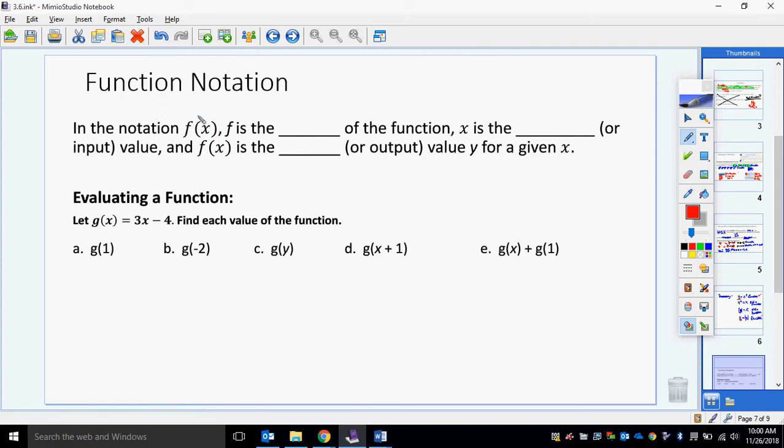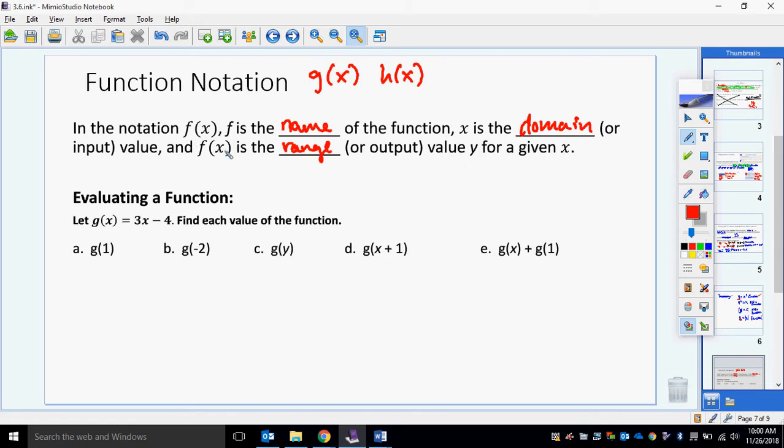Okay, so we have this new notation, and it looks like f parentheses x. We pronounce this f of x. F is just telling us the name of the function. We could have g of x, we could have h of x. So this is function g, this is function h. It's just a name. X is going to be the domain. Remember, that's the inputs. And f of x as a whole thing is going to be the range, or the output.